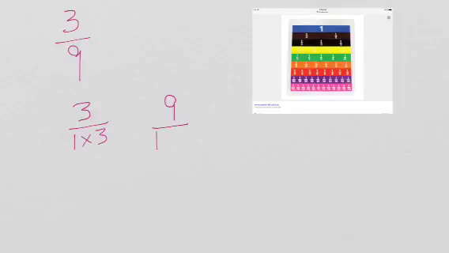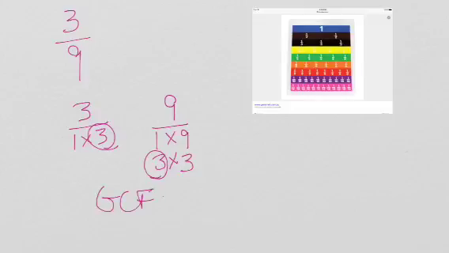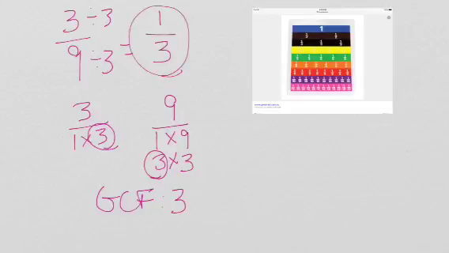Alright, so hopefully when you wrote down your factors, these are the ones you came up with, and you see that the greatest common factor in these two sets of numbers is 3, which means I'm going to divide the top and the bottom both by 3. So my simplified fraction becomes 1/3.